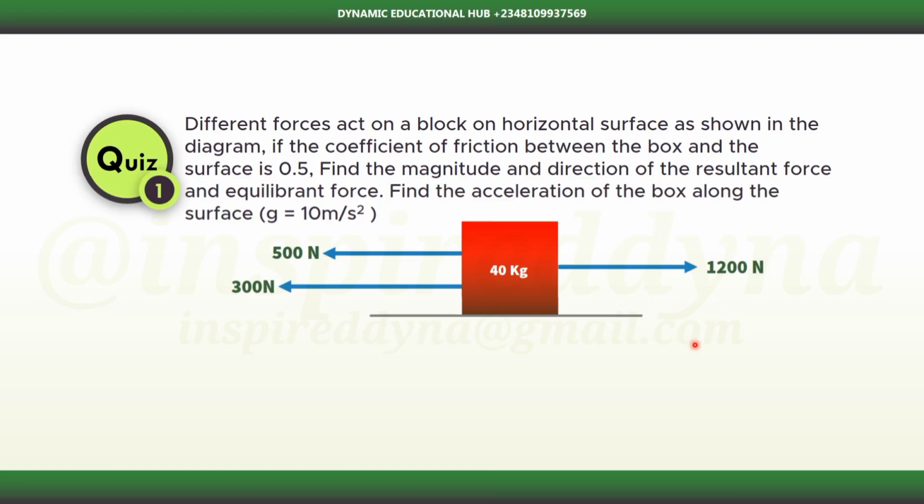Now we have this beautiful question here, which is: different forces act on a block on a horizontal surface as shown in the diagram. If the coefficient of friction between the box and the surface is 0.5, find the magnitude and direction of the resultant force and equilibrant force. Find the acceleration of the block along the surface. We are given acceleration due to gravity, which is 10 meters per second square. Let's see how to solve it.